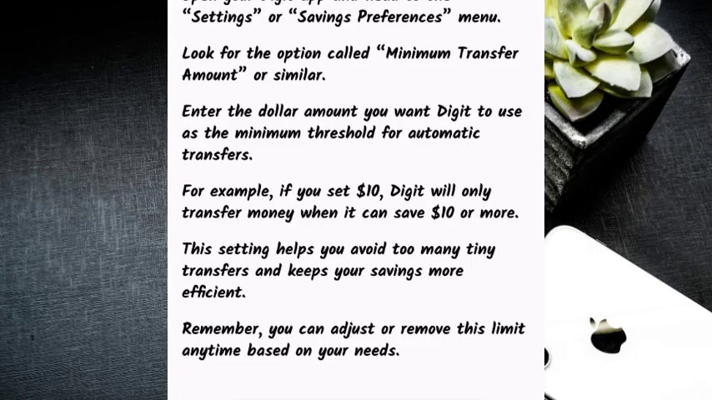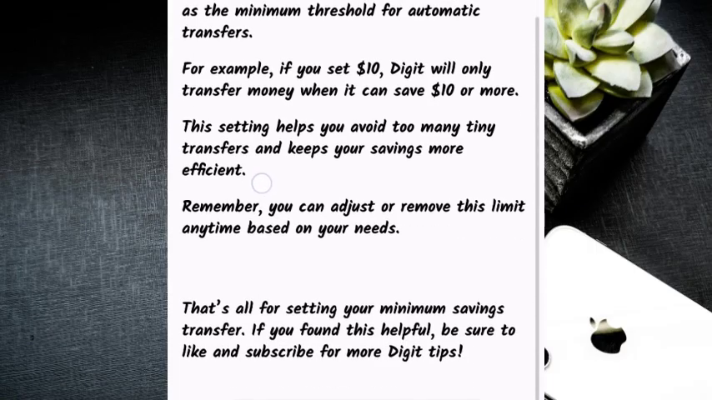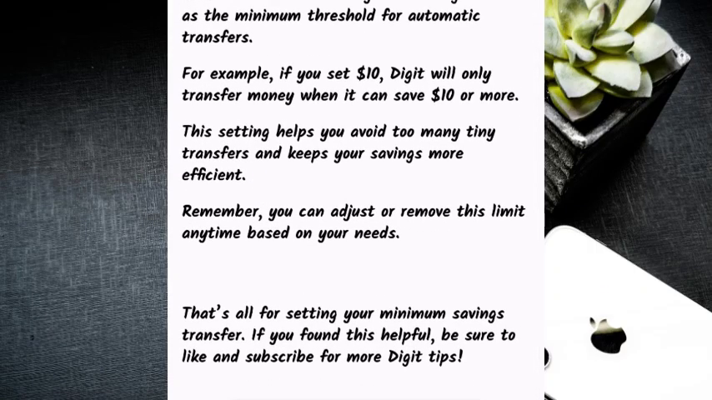For example, if you set $10, Digit will only transfer money when it can save $10 or more. This setting helps you to avoid too many tiny transfers and keeps your savings more efficient. Remember, you can adjust or remove this limit anytime based on your needs. And that's all for setting your minimum savings transfers.